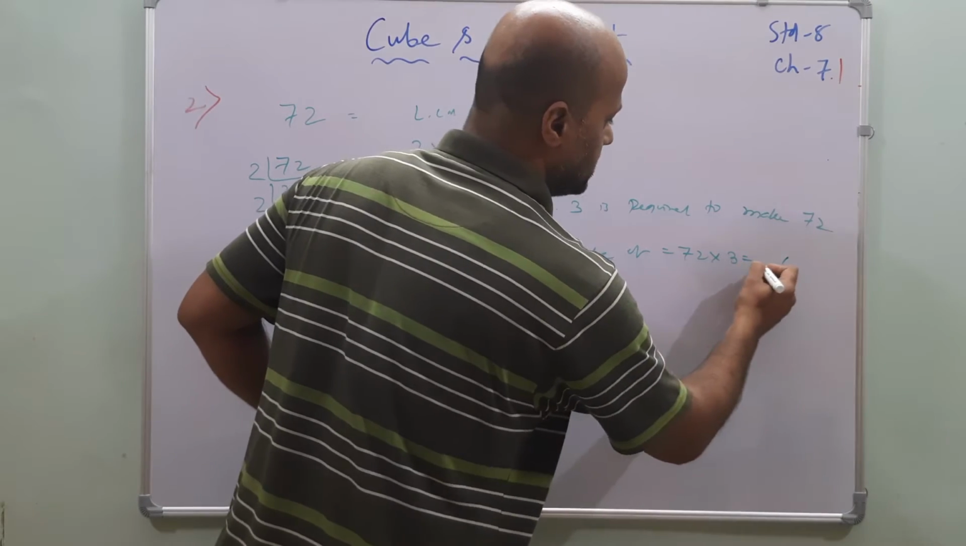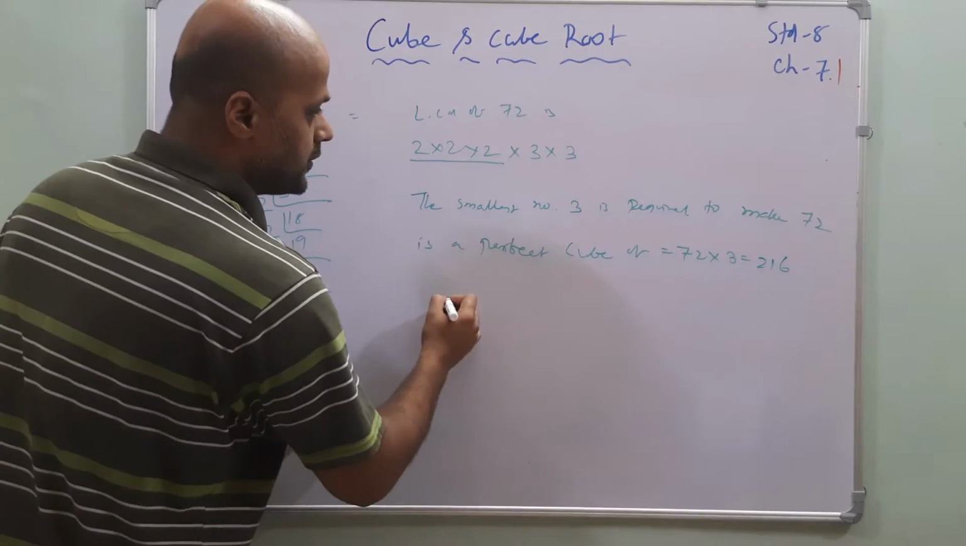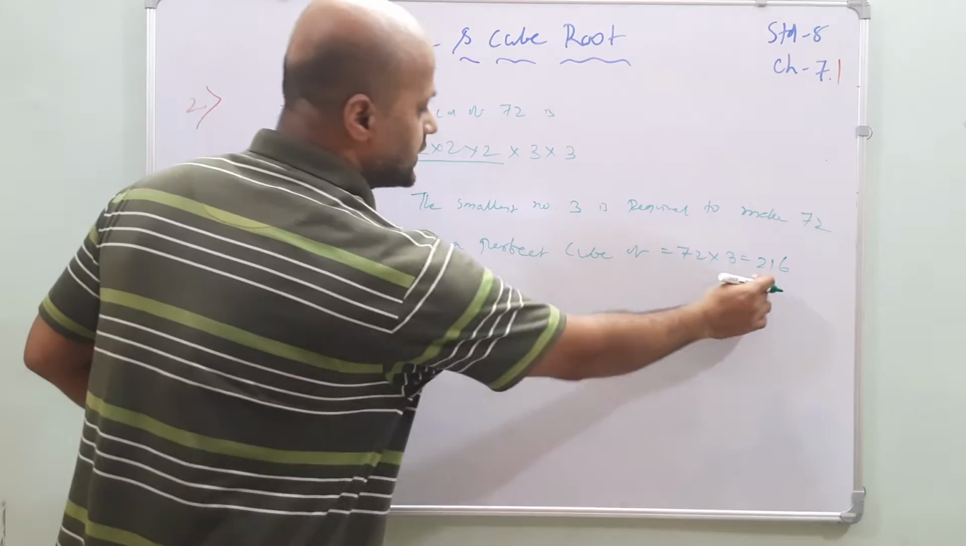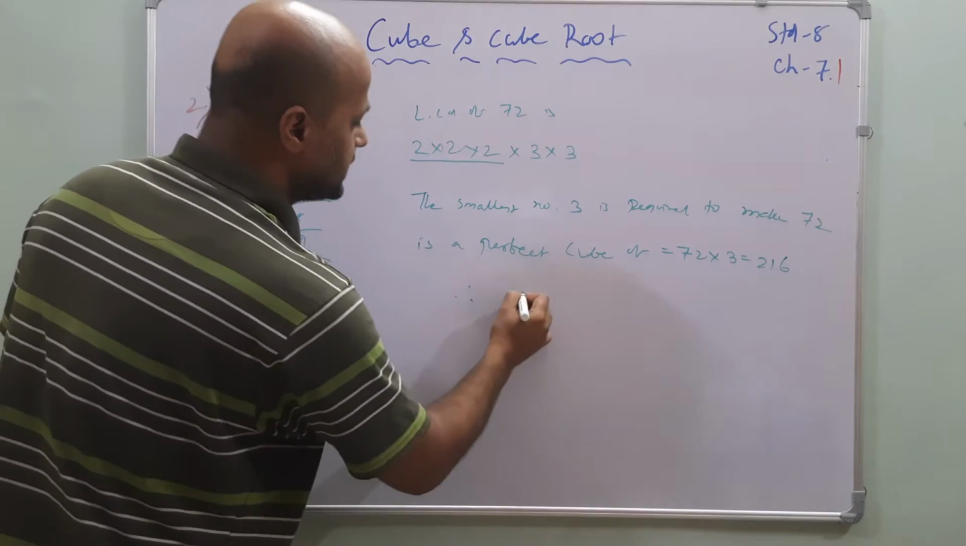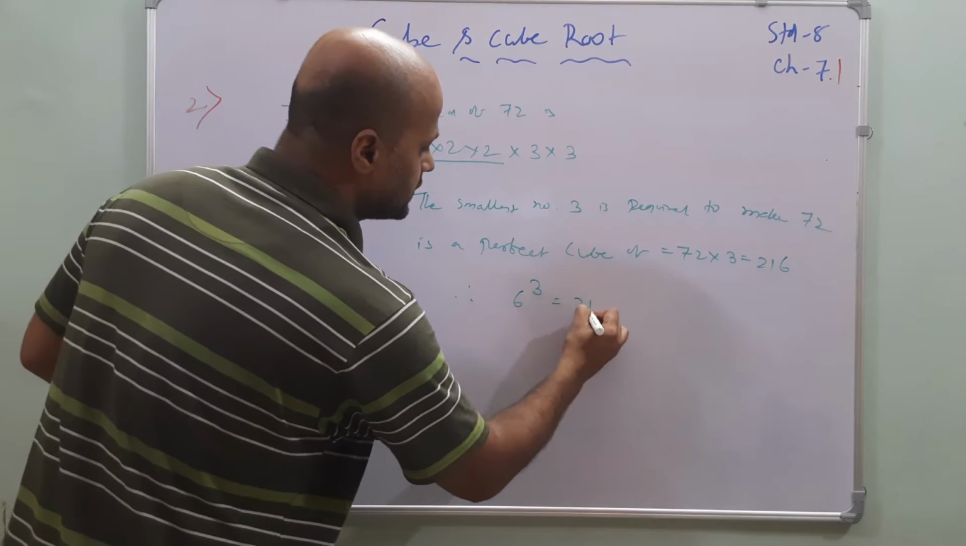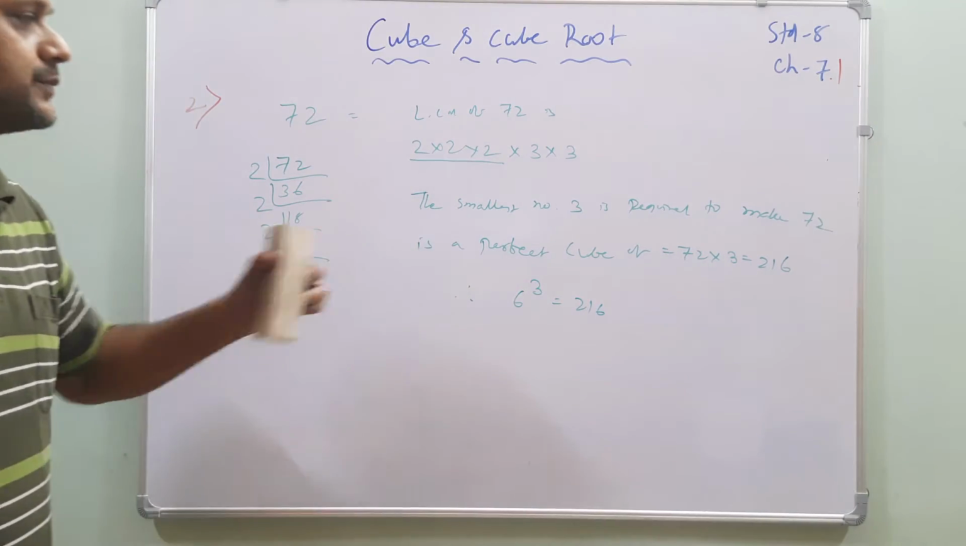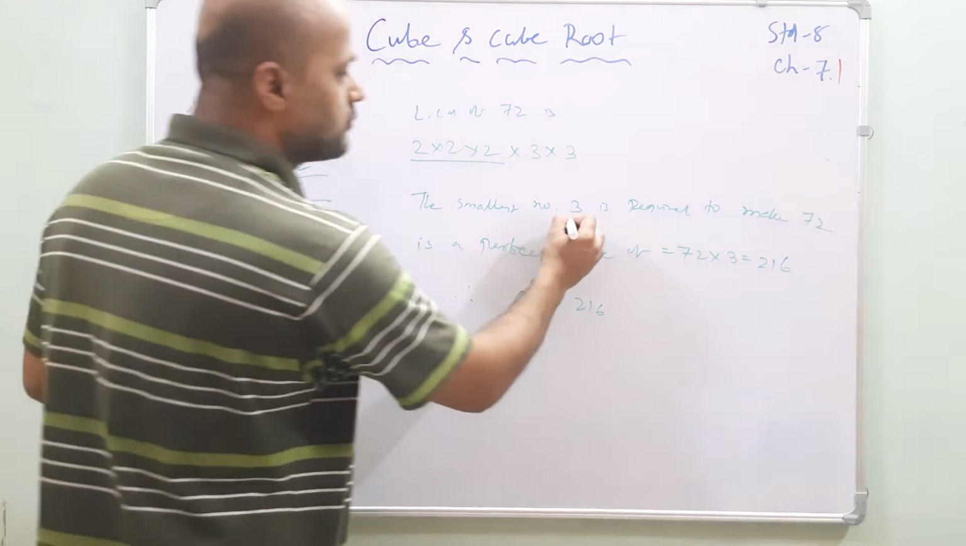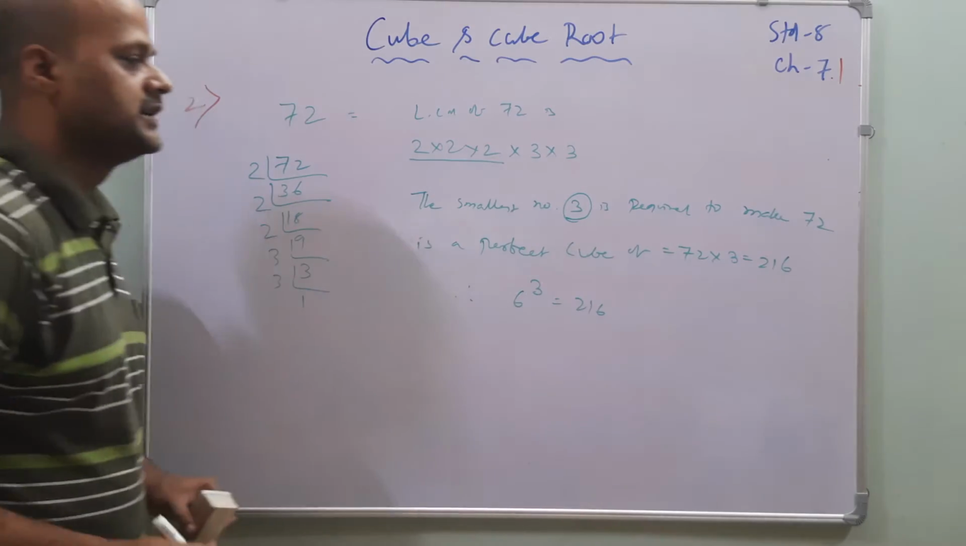6, 216, okay? Perfect cube of 216, that is, how much is it? 6 cube is how much? 216. Like this manner you have to write it. So what is the smallest number required? The smallest number required is 3.